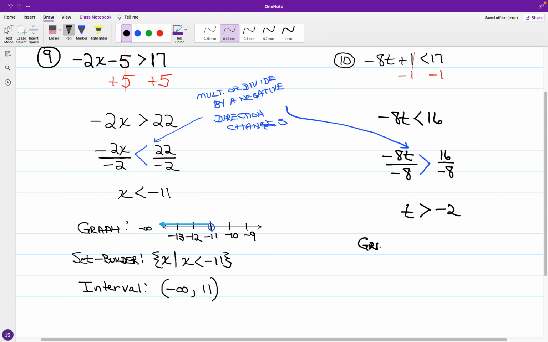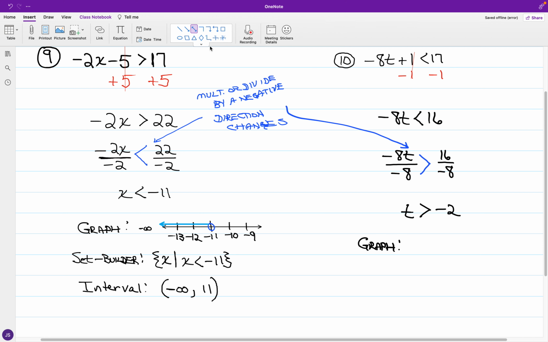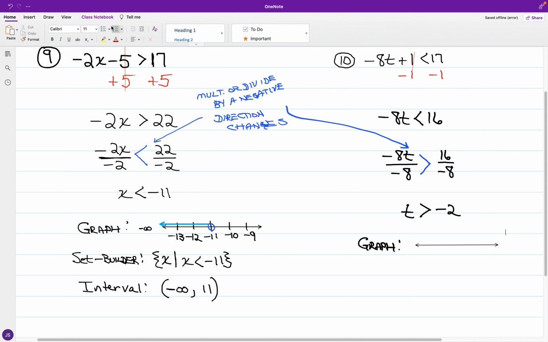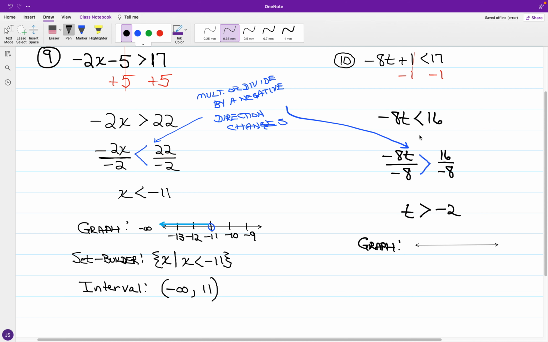And again, just looking at displaying what we have with our modes of expressing the solution. Okay, so we have t is greater than negative 2. And just like negative 11, negative 2 is not part of the solution. So with negative 2 excluded, again, you can have either a parenthesis or an open circle.